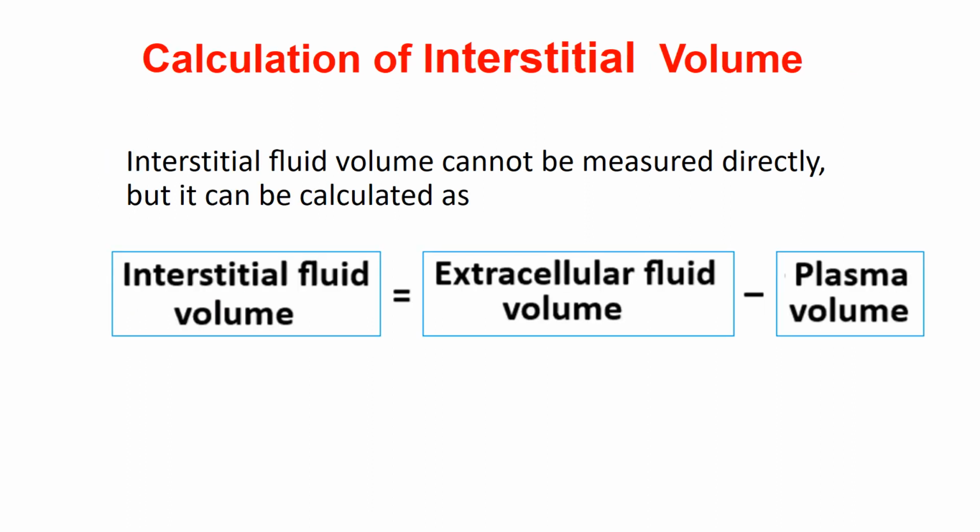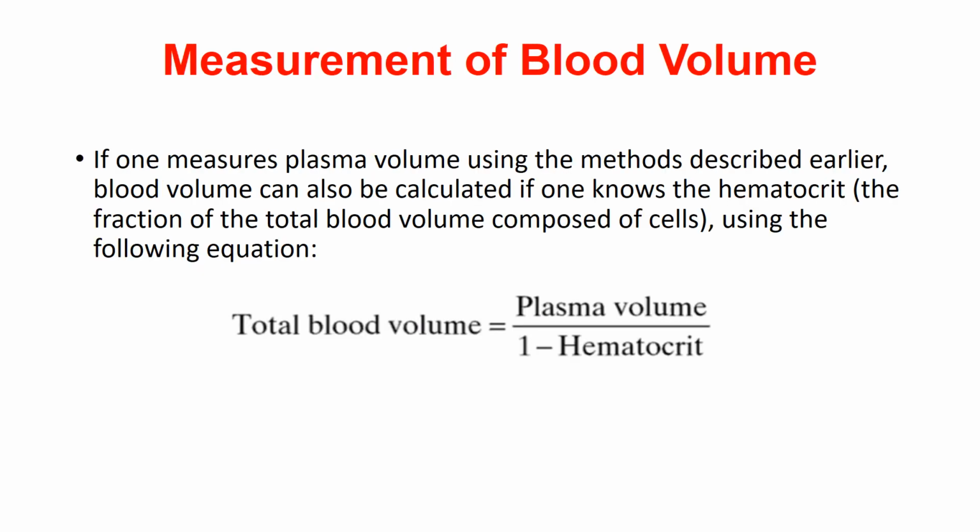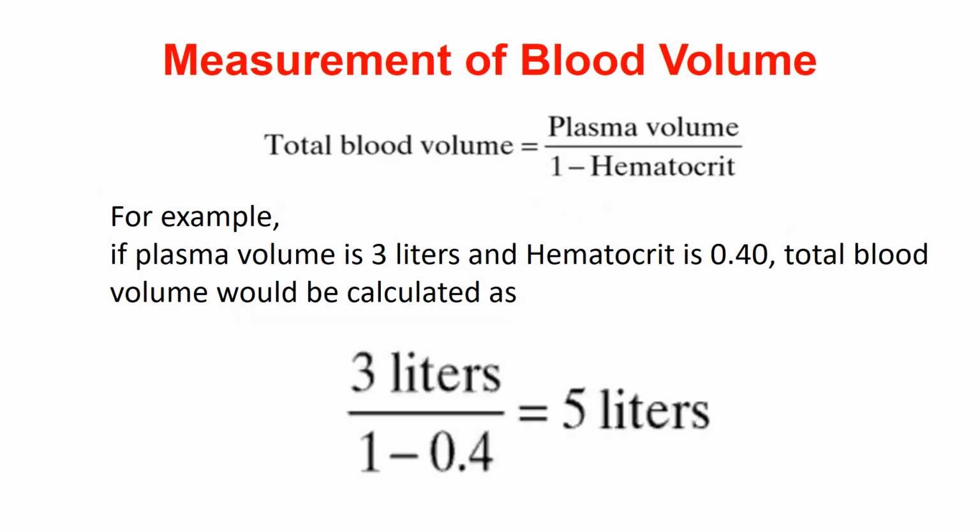Calculation of interstitial fluid volume. Interstitial fluid volume cannot be measured directly, but it can be calculated: interstitial fluid volume is extracellular fluid volume minus plasma volume. Measurement of blood volume. If one measures plasma volume using the methods described earlier, blood volume can also be calculated if one knows the hematocrit, the fraction of the total blood volume composed of cells, using the following equation. For example, if plasma volume is 3 liters and hematocrit is 0.40, total blood volume would be 5 liters.